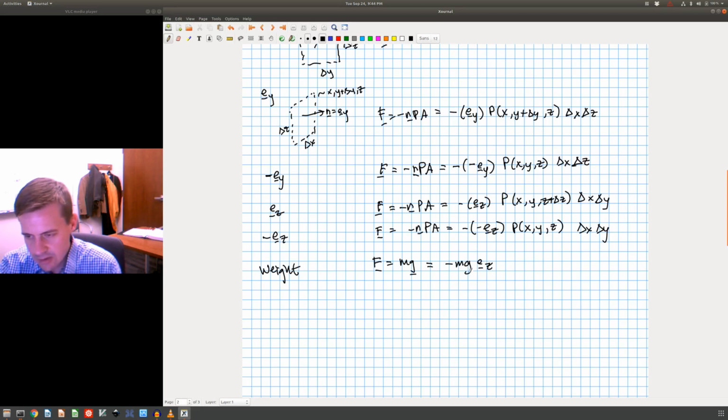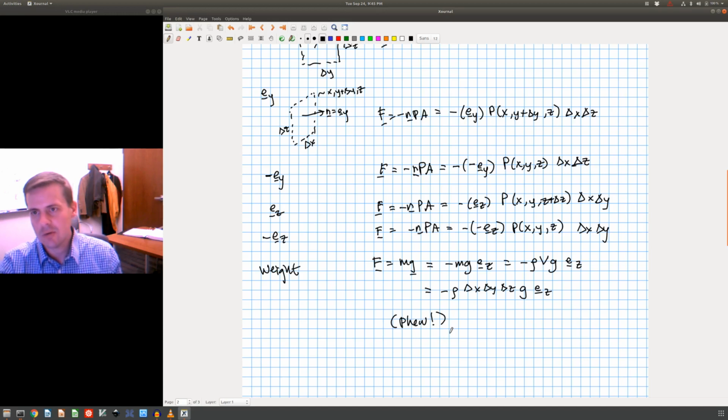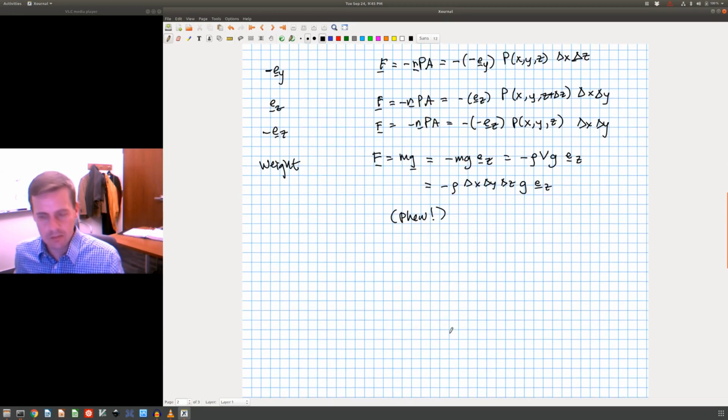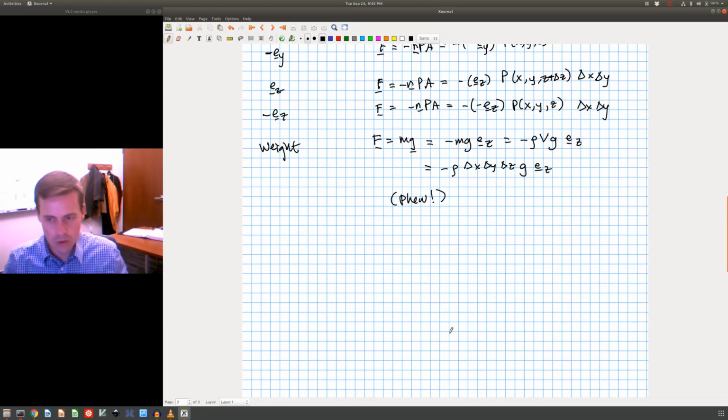So we can have it in this notation. But m, I want to know a little more about m. Let me expand that. That is the same as minus rho times the volume times g e_z. And what is my volume? I can rewrite that as minus rho delta x delta y delta z g e_z. Now I have everything I need to do. Phew. Long. See why I didn't want to do it in class? Let's write it all down together in one place.